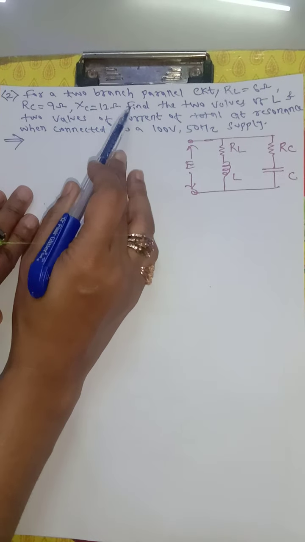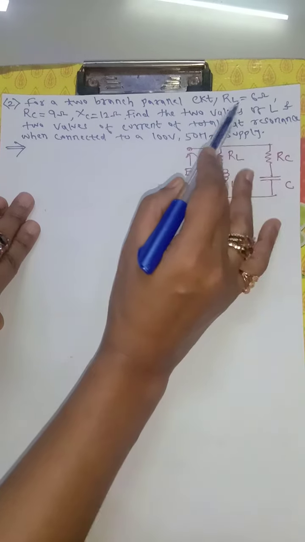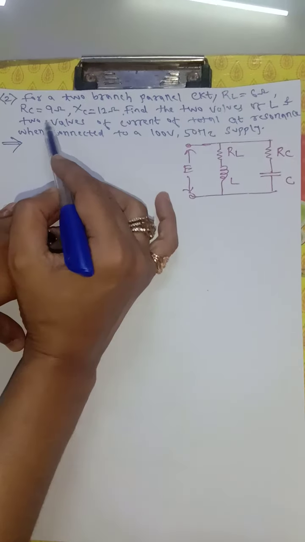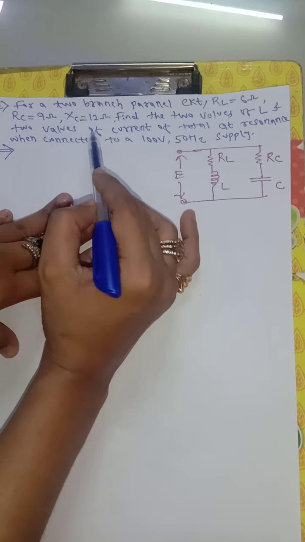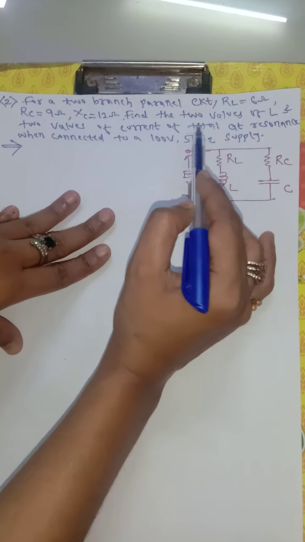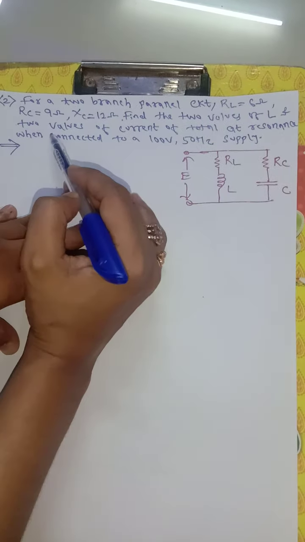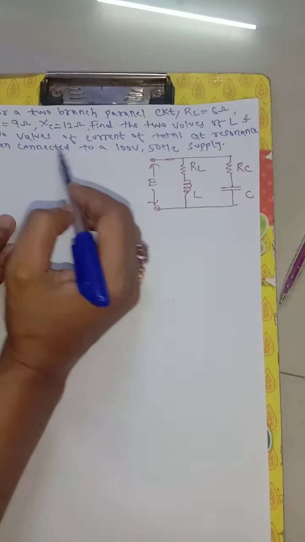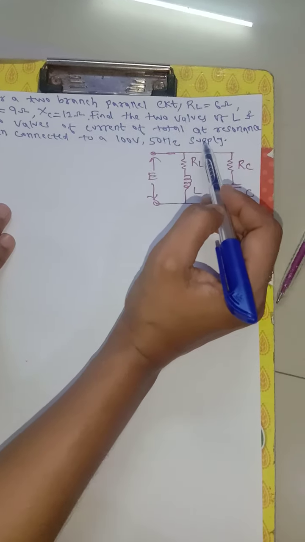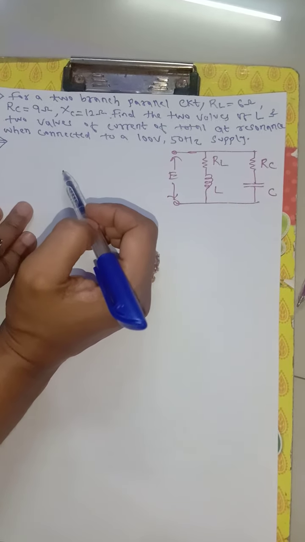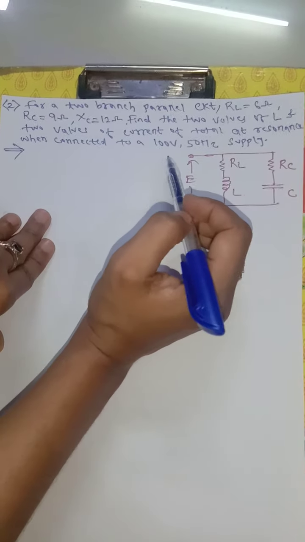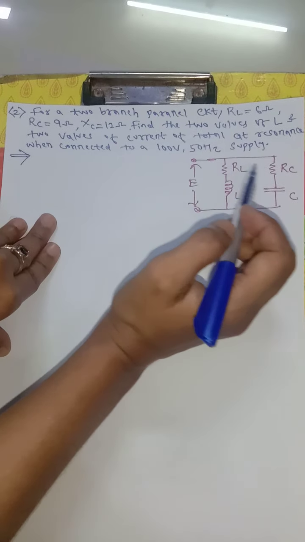For a two branch parallel circuit, RL is equal to 6 ohm, RC is equal to 9 ohm, XC is equal to 12 ohm. Find the two values of L and C, and the value of the total current at resonance when connected to a 100 volt, 50 hertz supply.